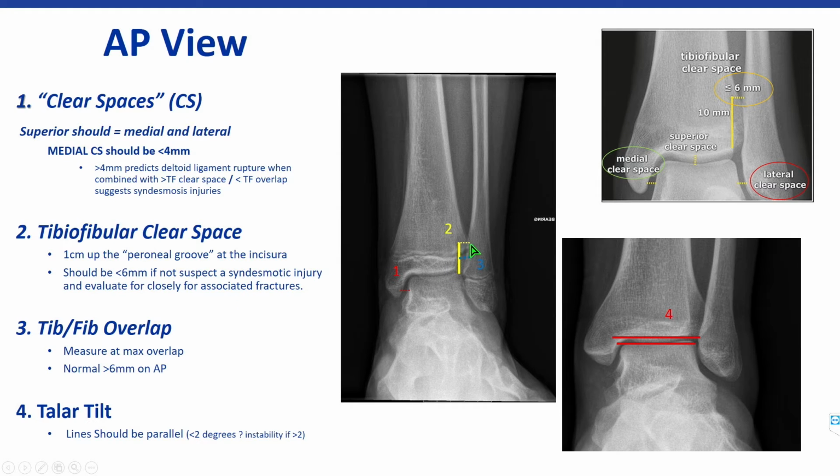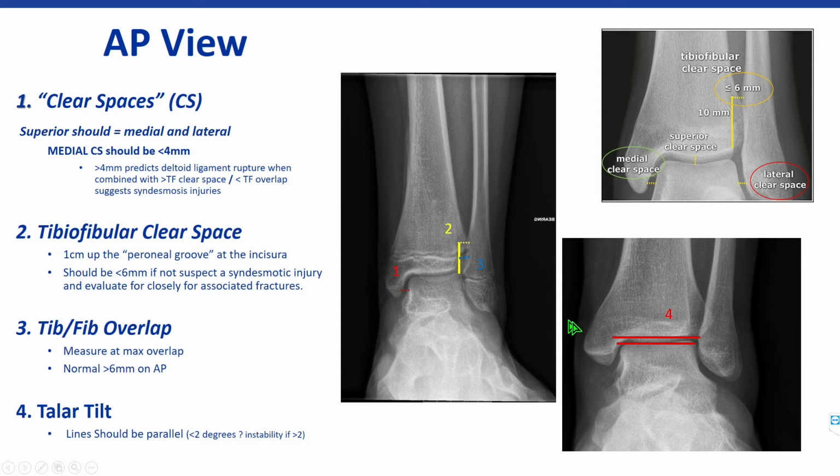But that's what you're looking at for that tibiofibular clear space. If it's greater than that, then you need to be concerned that there may be a syndesmotic injury. Tib-fib overlap, again, is also a controversial measurement as far as the utility of this, but that's the overlap between the two. Usually the normal is going to be greater than 6 millimeters on an AP.